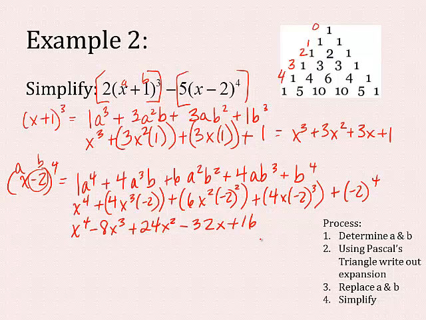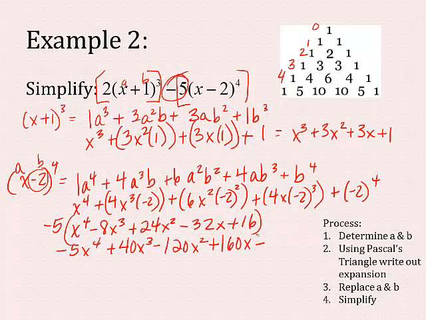So now, this is the second part of the equation, and it's being multiplied by, think about it being multiplied by negative 5. So I'm going to put negative 5 out here, and I'm going to distribute that negative 5 across. Negative 5x to the 4th plus 40x to the 3rd minus 120x squared plus 160x, and then minus, lastly, 80. All right, so that's the negative 5 distributed.